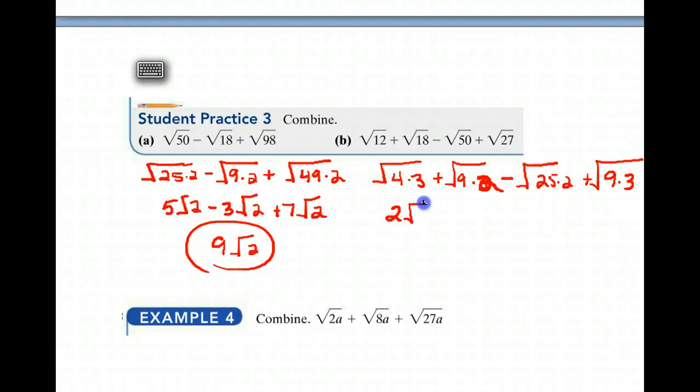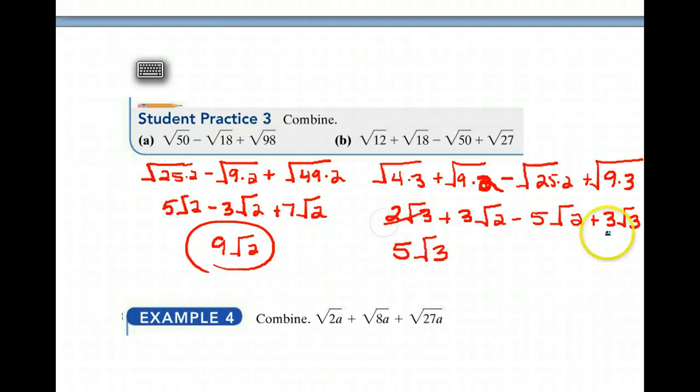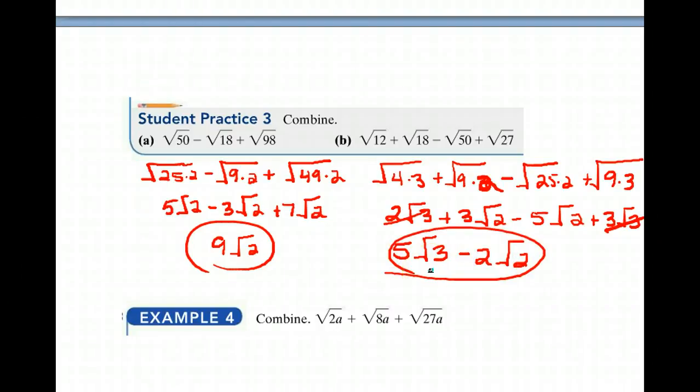So we have 2 root 3 plus 3 root 2 minus 5 root 2 plus 3 root 3. Anything that has a like radicand can be combined. So let's look at the radicands of 3 first. We have 2 plus 3 makes 5 root 3. I'm going to cross them out so that I know that I've used them. And then I have 3 minus 5, which gives me negative 2 root 2 as my final answer.